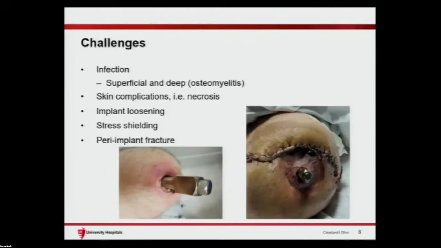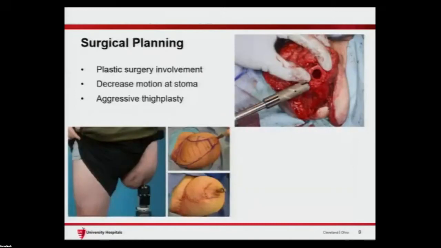You can see here in the lower right hand, this is evidence of skin necrosis from the transcutaneous stoma that was created during the second stage of the procedure, where the skin around the stoma basically dies. You still have longer term complications such as implant loosening, stress shielding, as well as peri-implant fracture. So what are the things you have to think about then when you're going through and planning in this case?